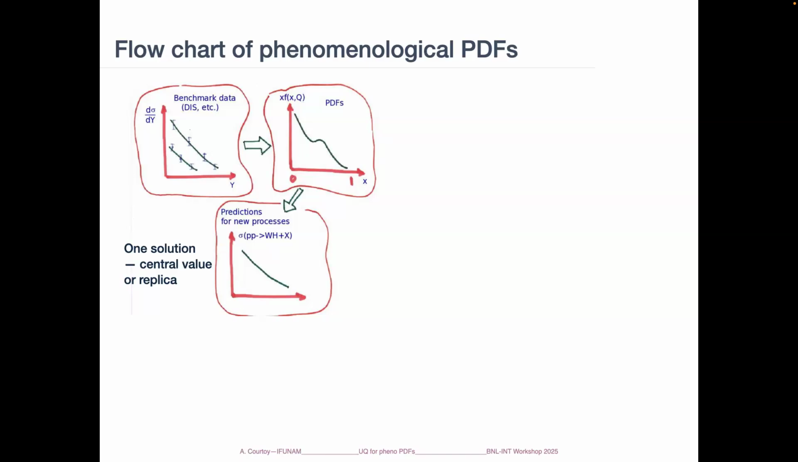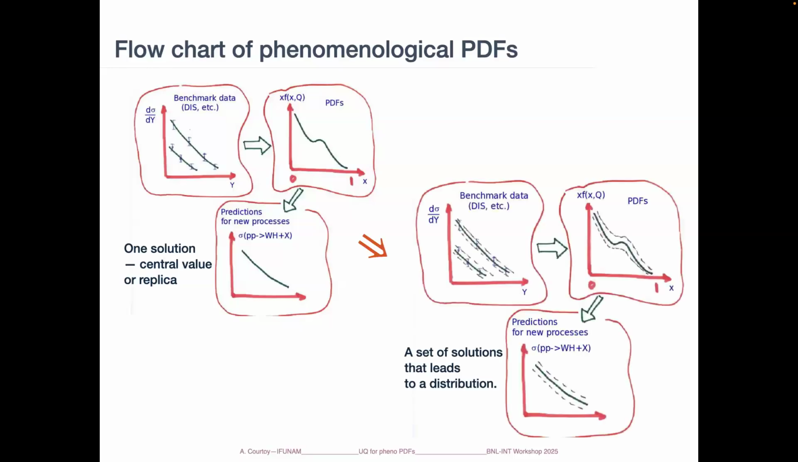So you get some benchmark data, you get the PDF, and then you predict what happens at the LHC in some process, right? So you need the PDF at colliders to predict other observables. As I said, you see just one curve, it's just one solution. But as I told you, the data has some uncertainty, so you need to propagate the uncertainty of the data.